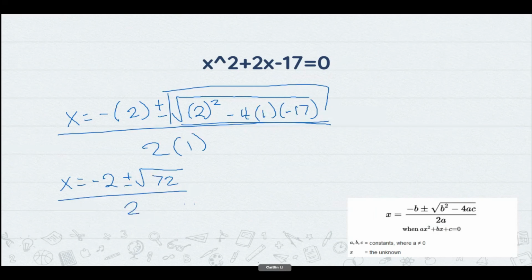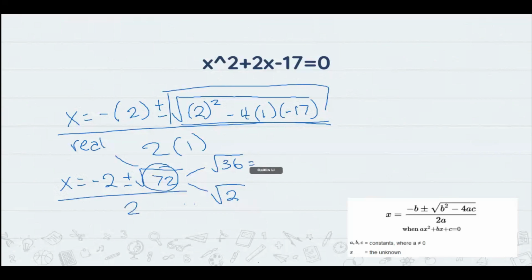And this, again, is real. But in order to simplify it, we would have to find two numbers that multiply to 72, because it cannot be squared normally. So it would be 36 and 2. 36 can be squared to 6. So therefore this entire section, the square root of 2, is irrational.